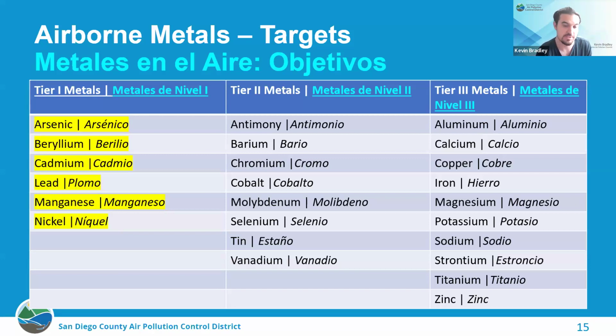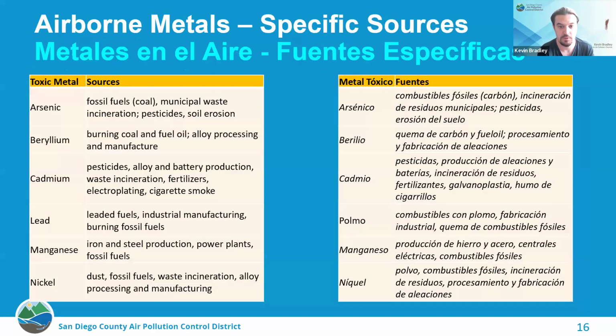But today we'll really focus on the tier 1 metals, the list of 6 of them here: arsenic, beryllium, cadmium, lead, manganese, and nickel. Next slide, please. So just to dig in, again, not going to read every last word here, but the usual suspects, things like fossil fuel combustion. For metals specifically, though, you have alloy production, different manufacturing procedures, waste management, waste incineration, things like that can release metal particles into the air.